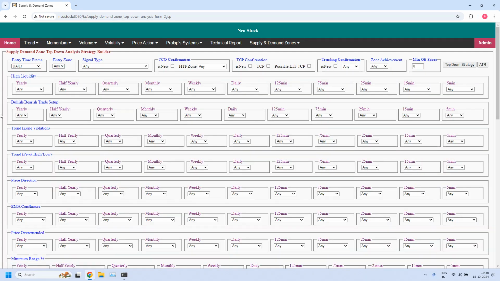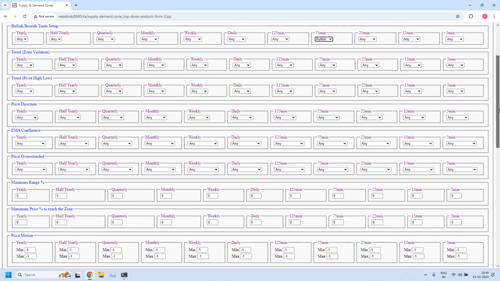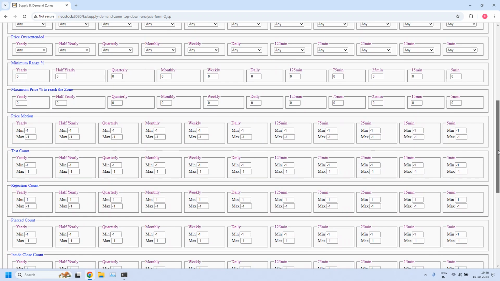Next, bullish trade setup for weekly income trade. Entry time frame 75 minutes, so entry zone, demand zone. Bullish or bearish trade setup at 75 minutes, I am selecting bullish. 75 minutes demand zone should not be pierced. So in the pierced count, at 75 minutes, I am setting minimum value 0, maximum value 0.